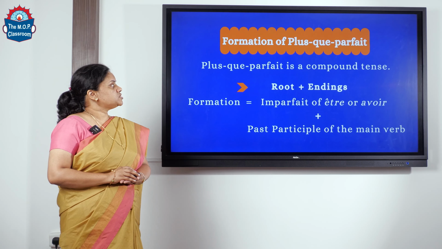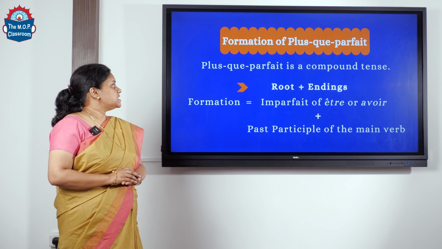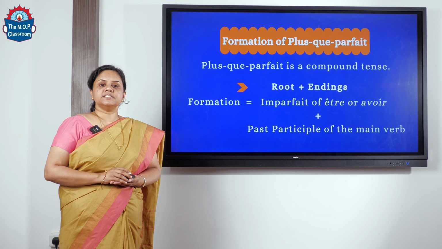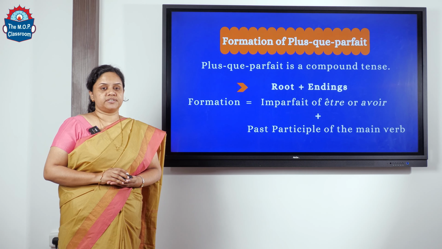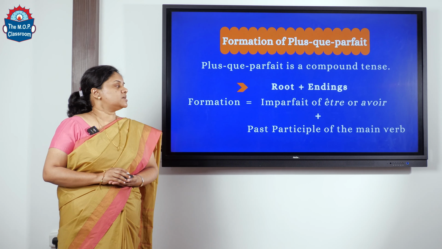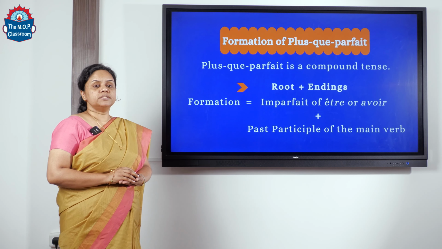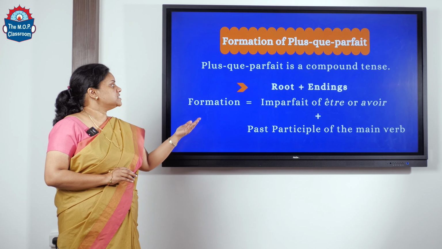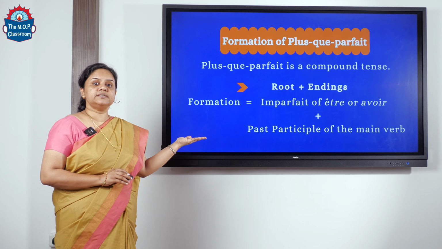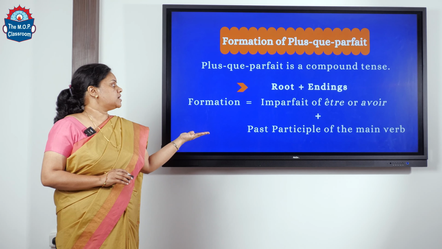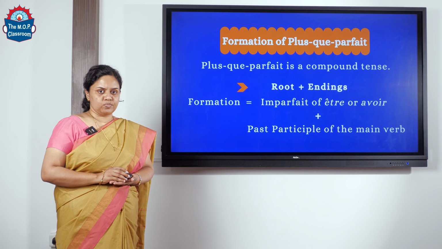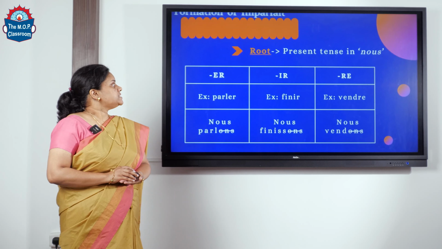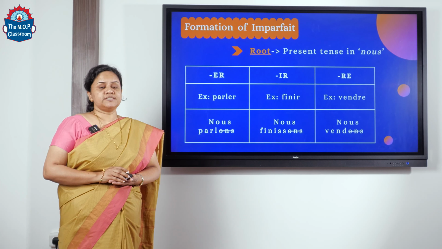So we know that plus que parfait is a compound tense. A compound tense is formed from a root first and then the endings. So this is how the plus que parfait is formed: the imparfait of être or avoir and the past participle of the main verb. Now let's see how the root is formed.